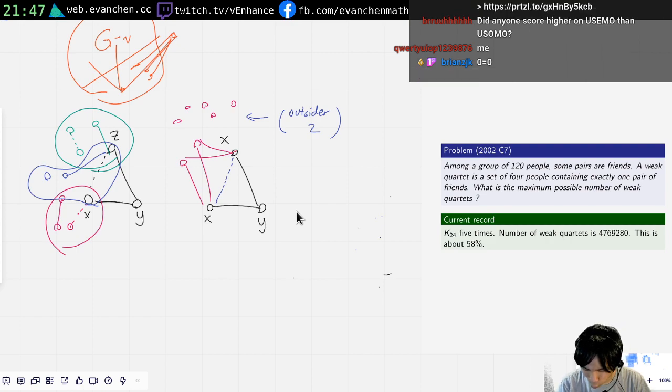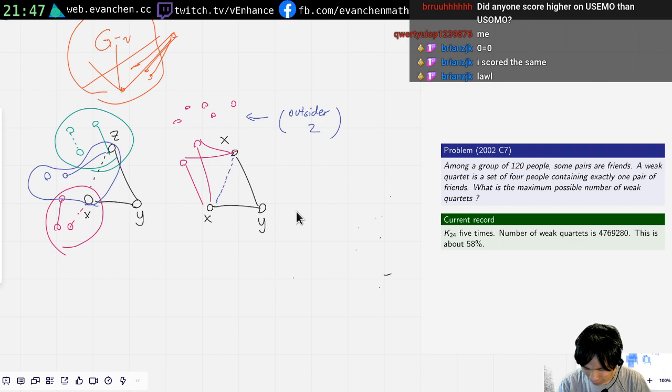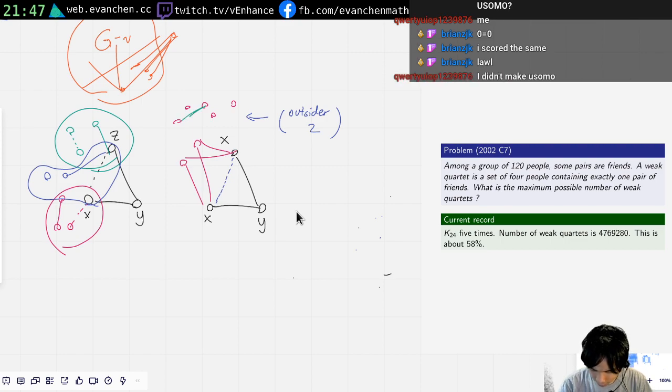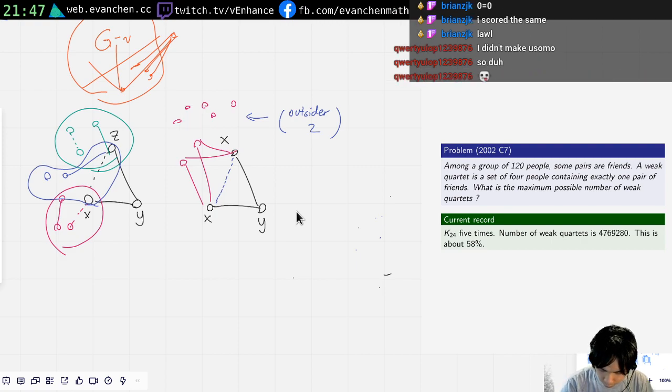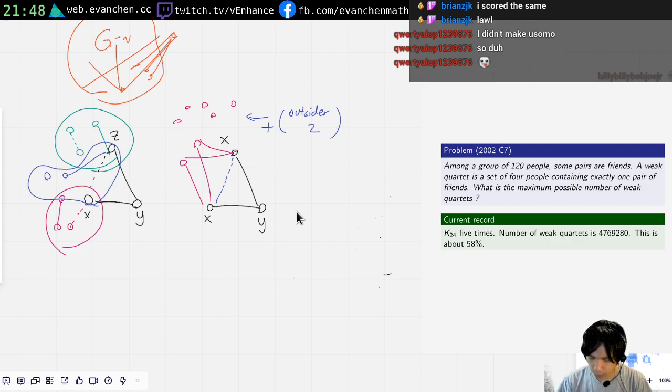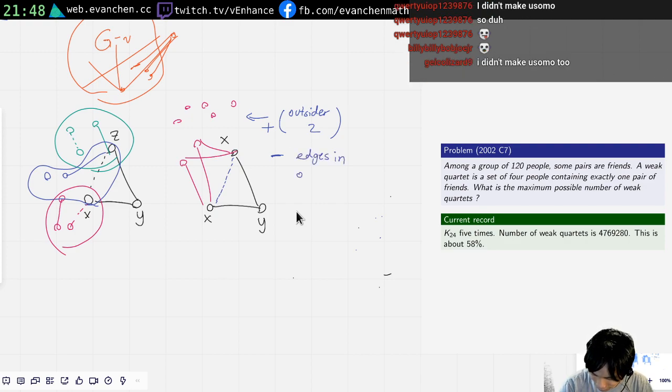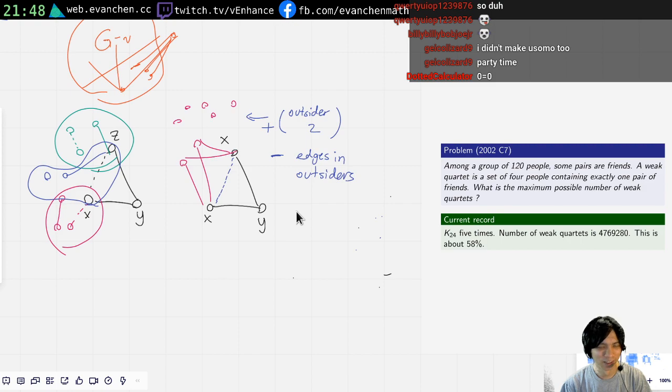Wait, does this just work? Wait, I think this literally just works, because when I add in the edge, the number of things I get is equal to the number of outsiders choose 2 minus edges in outsiders. What the frick? This just works? Wait, am I crazy? Does this actually work?